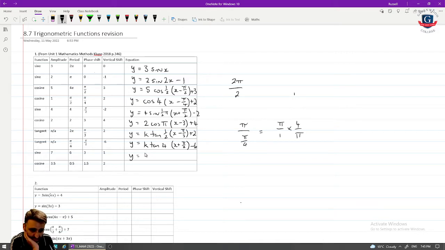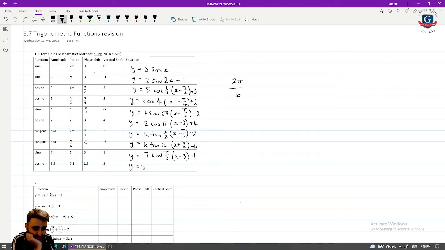Y equals 7 sine, back to 2 pi again because we're doing with sine and cosine. 2 pi divided by 6 is pi on 3. X take 3 plus 1.